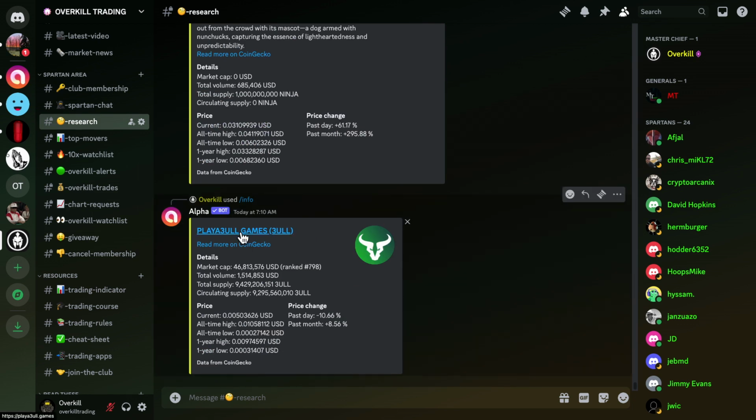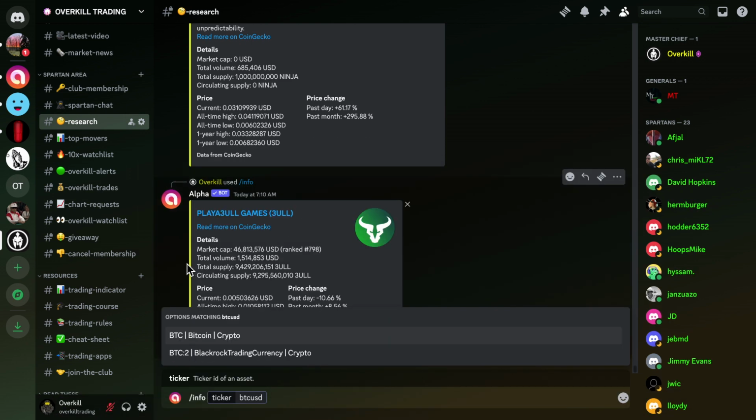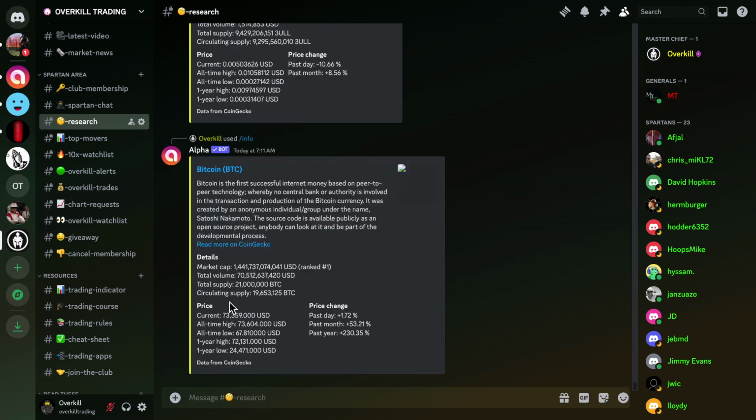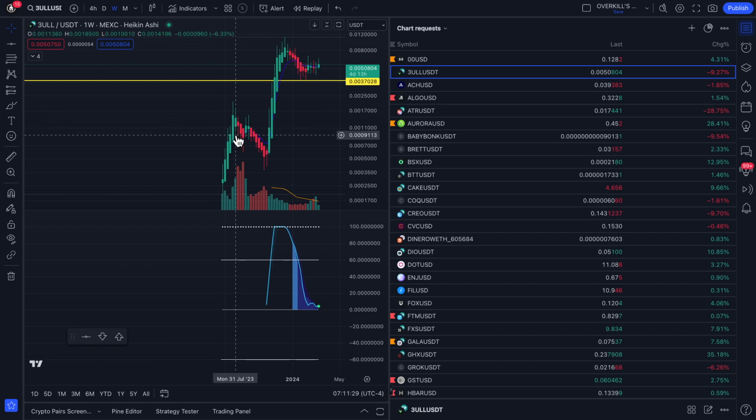You can do this for stocks and cryptocurrency. So if you guys want to know what a stock is or a cryptocurrency is, okay, you just come over here again, type in /info, and then type in your ticker. I could type in Bitcoin right now, okay, and it will pull up Bitcoin. Look at that, bang. Okay, so Bitcoin's market cap, it tells you what it is. It tells you the circulating supply. It tells you the price change over the month, the year, and the day. Look at that. Bitcoin up 230% on the year. Unbelievable.